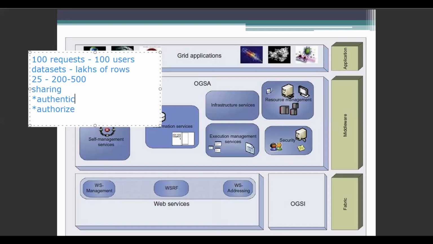Authentication means a username and password will be given. Authorization is different: you have the authentication, meaning a username and password, but it is not necessary that you are allowed to access the complete information. Are you authorized to access that kind of information? That has to be specified.